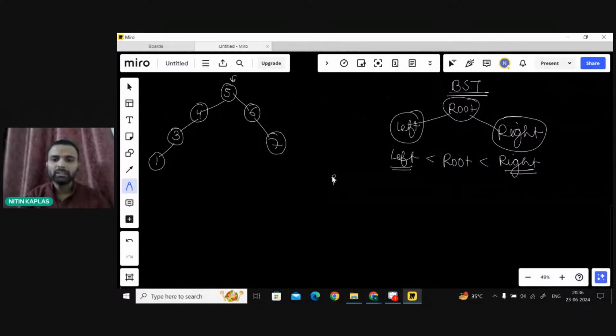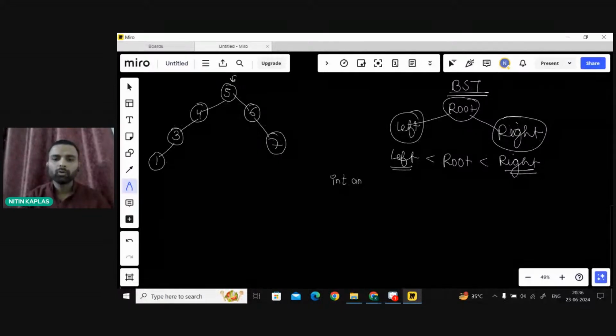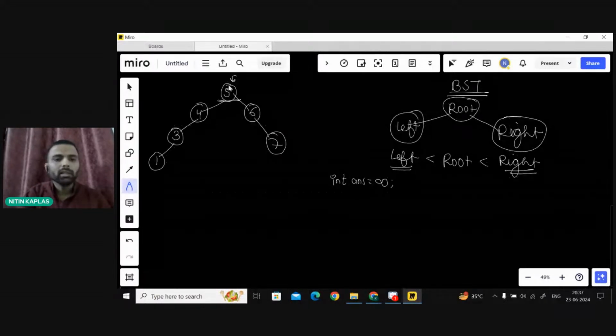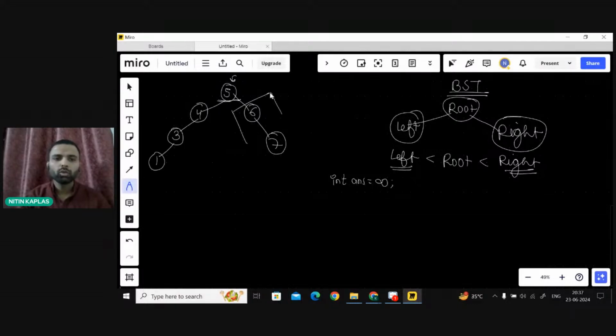If you are here, what I need is the minimum value. So I simply create a variable, this is my answer, and let me make it infinite. Either this is my answer, or the answer is in the left direction, in the left subtree. We never need to look at the other part, we just ignore that part.